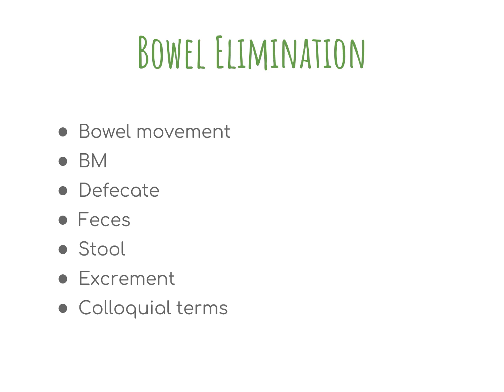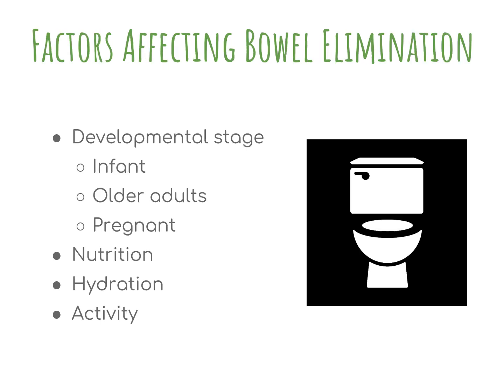Please keep in mind appropriate terms to use regarding bowel elimination. Factors affecting bowel elimination. Regarding developmental stages, infants have a rapid peristalsis that leads to frequent bowel movements. Their neuromuscular development allows them this control at around 2 to 3 years old. Older adults lose muscle tone and peristalsis decreases. Comorbidities may also affect bowel elimination patterns.